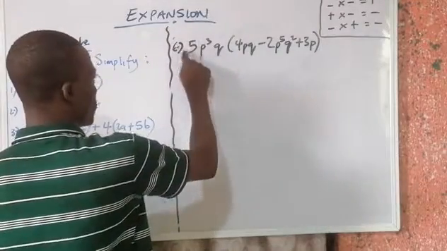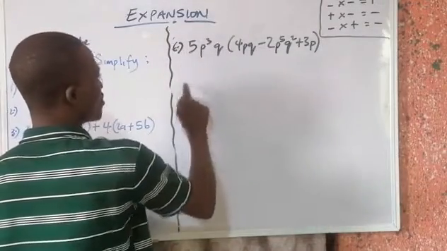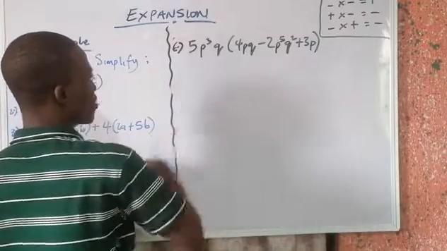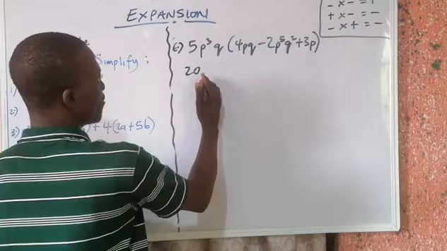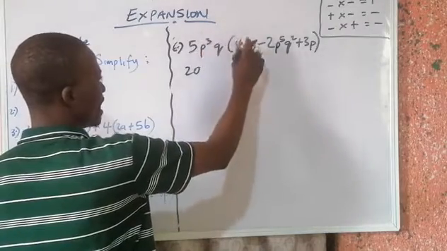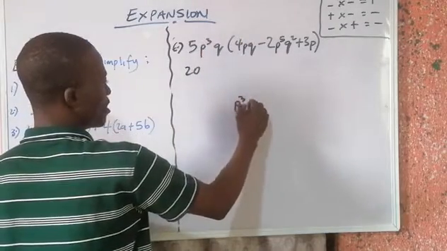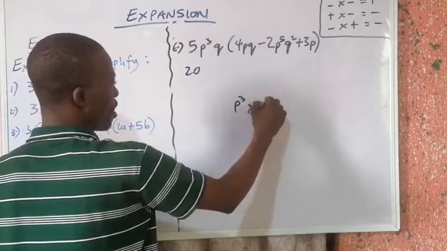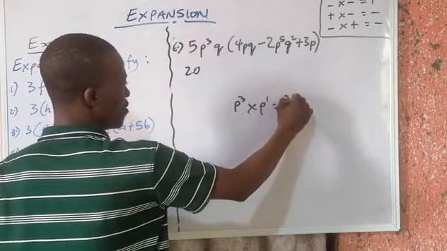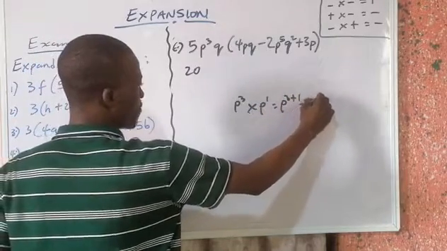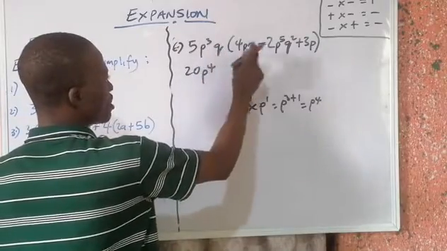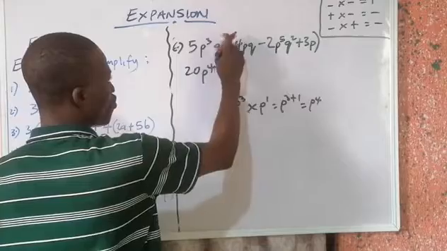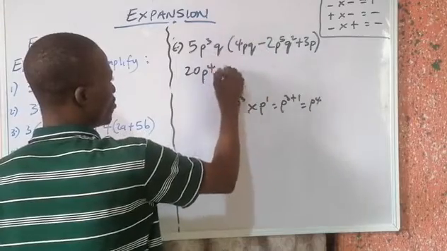So number to number, sign to sign, variable to variable. So what sign is here? Plus, plus. So that will be plus, which is starting, I don't need to write it. 5 times 4, that will give me 20. P raised power 3 times P, this is 1. That will be what? 3 plus 1, that will be P raised power 4. Q times Q, this is 1, this is 1, 1 plus 1, that will be Q squared.